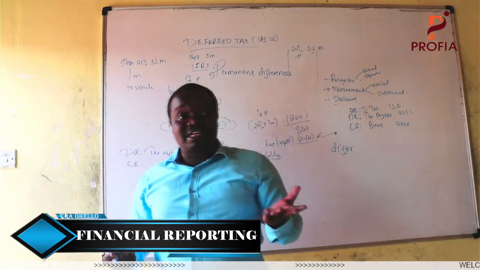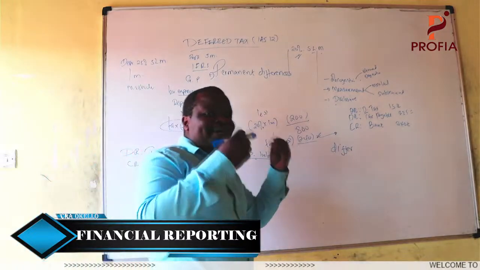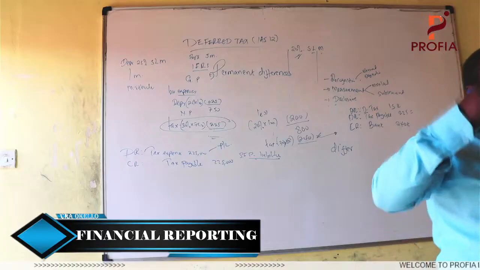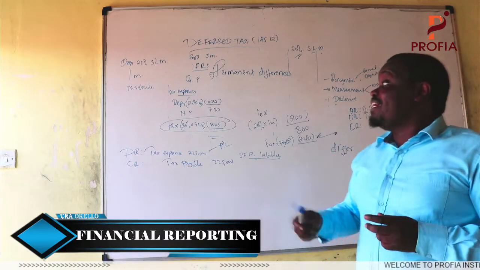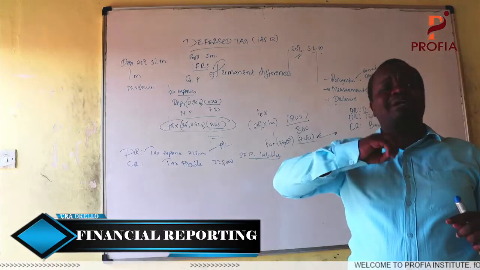So what does it mean then? It means that by the end of the day, this permanent difference will never give rise to a temporary difference. It will never give rise to deferred tax. Why? Because you will never recover that money in future.